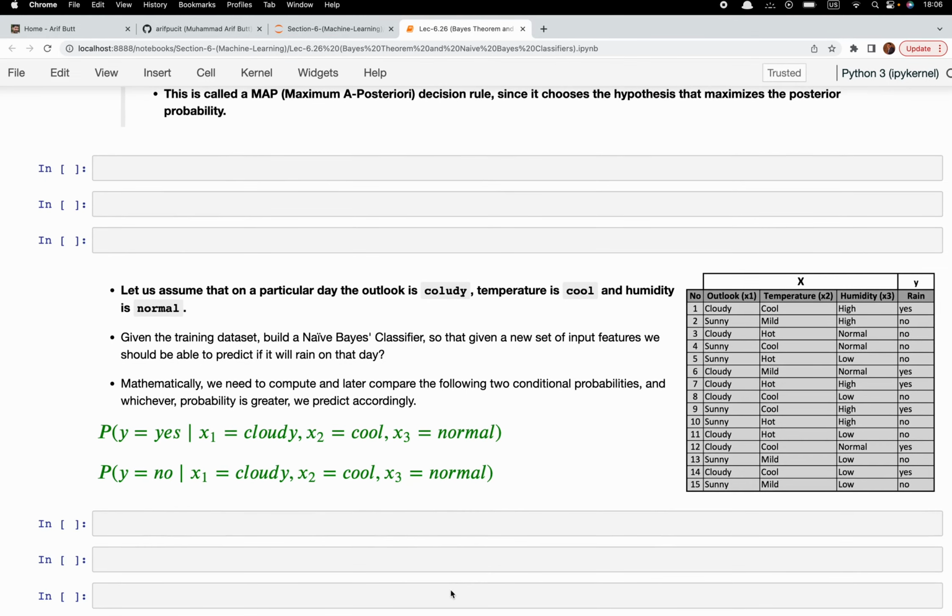Okay, now let's do this example and assume that on a particular day the outlook is cloudy, temperature is cool and humidity is normal. So this is a new input vector, and based on this input vector we need to classify whether the output label will be a yes or a no. To use the naive Bayes classifier for this, we need to compute these two conditional probabilities, and whichever probability is greater we will predict accordingly. That is, probability of y equals yes given x1 equals cloudy, x2 equals cool and x3 equals normal, and probability of y equals no given the same input vector.